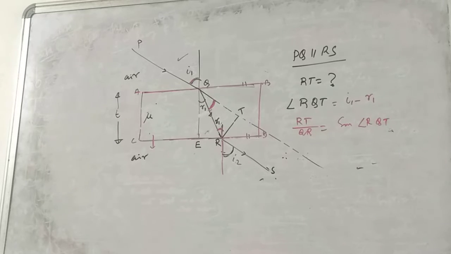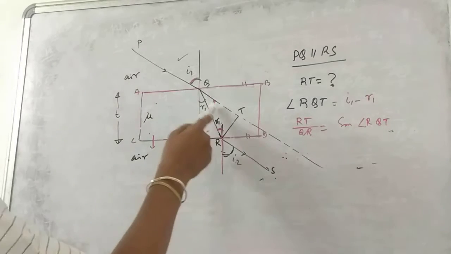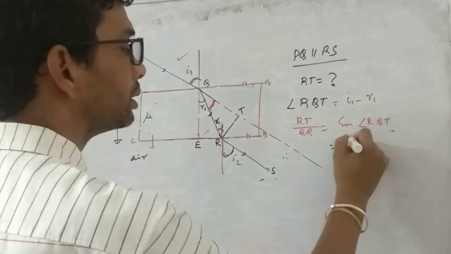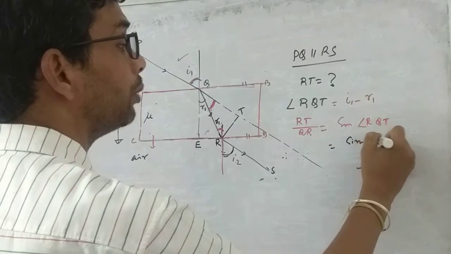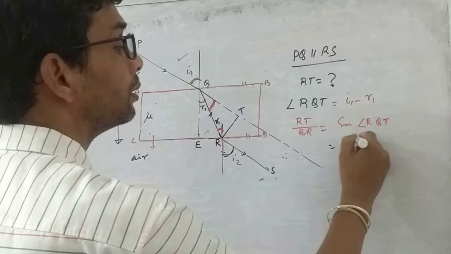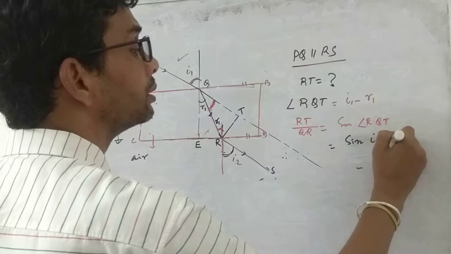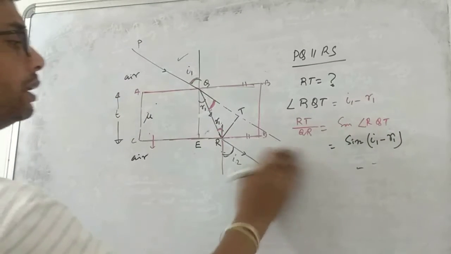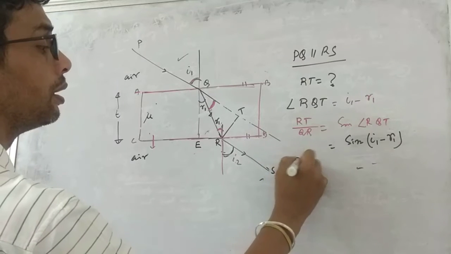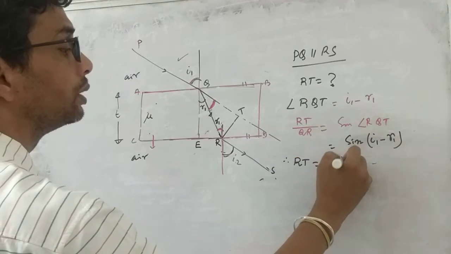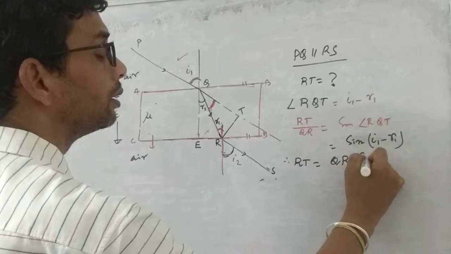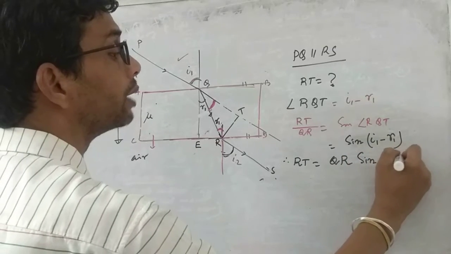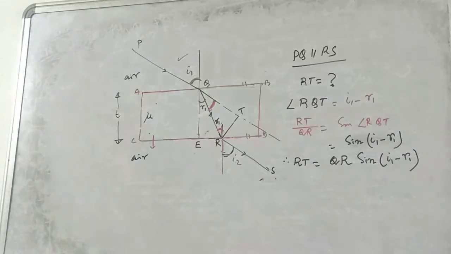Now from the triangle RQT, RT by QR means height by hypotenuse, which is nothing but sine of RQT, and RQT is i1 minus r1. Therefore, RT is nothing but QR sine(i1 minus r1). Okay, what is QR?